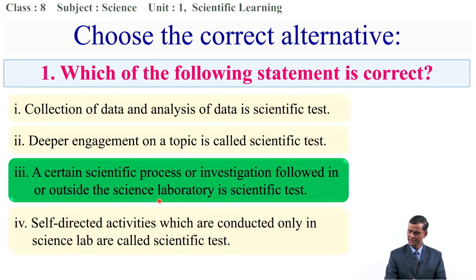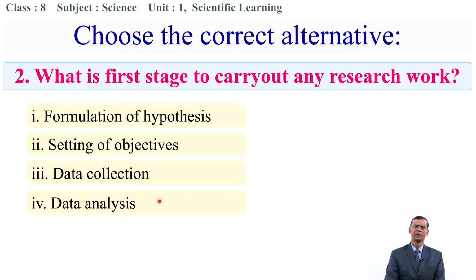Let's discuss question number 2. Question number 2 is like this. What is first stage to carry out any research work? Remember, carry out any research work. We have discussed about the research work. What is the first stage? Formulation of hypothesis, or setting of objectives, or data collection, or data analysis. What is the first stage of research work?